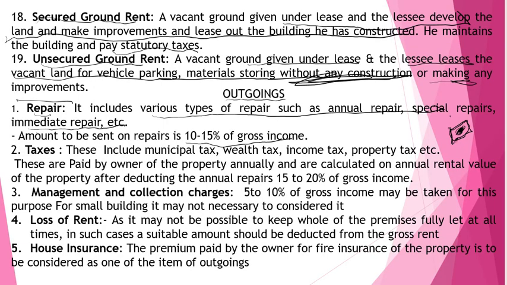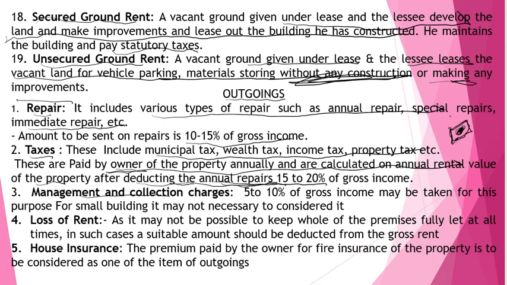Then taxes are to be paid by the lessor or the landlord. These include municipal taxes, wealth tax, income tax, property tax, etc. They are calculated on the annual rental value of the property, which equals gross income minus annual repairs, which we already discussed are 10 to 15% of the gross income.